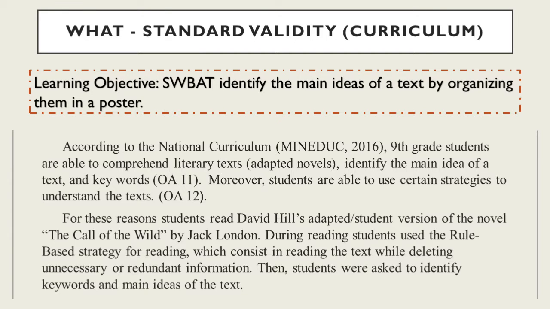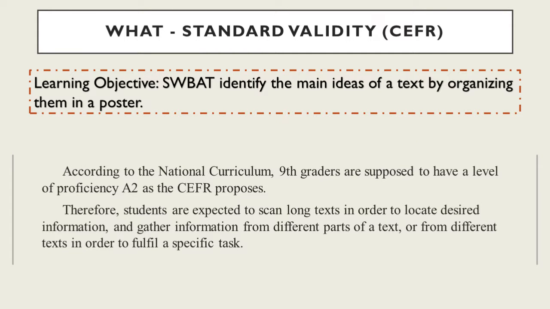The second part of the standard validity is the one proposed by the Common European Framework of Reference. It is important to highlight that, according to the national curriculum, ninth graders are supposed to have a level of proficiency A2, as the CEFR proposes. Therefore, students are expected to scan long texts in order to locate desired information and gather information from different parts of a text, or from different texts in order to fulfill a specific task.